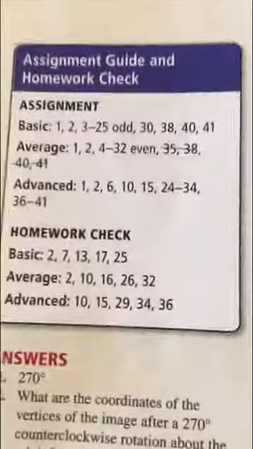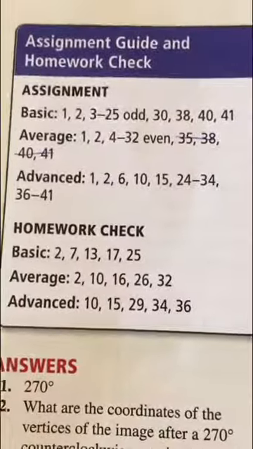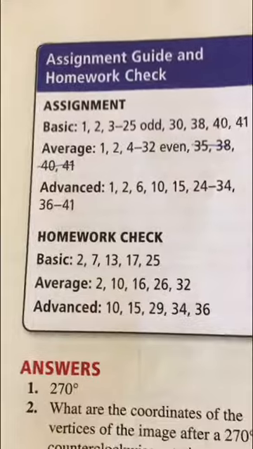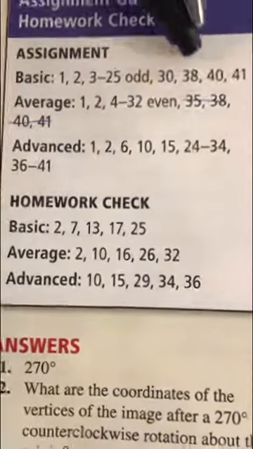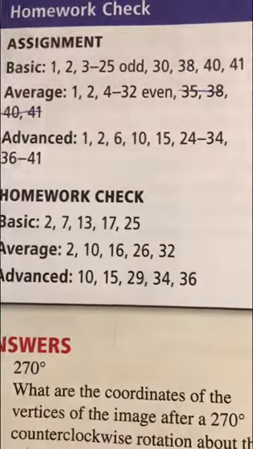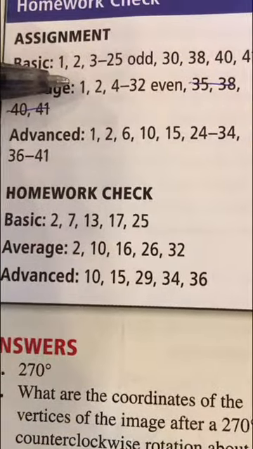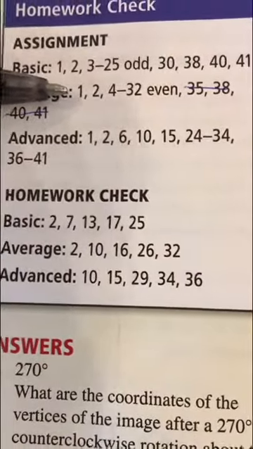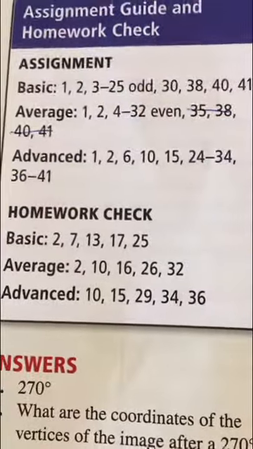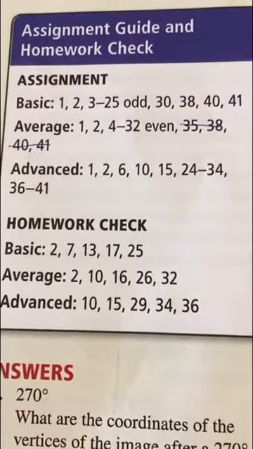We do the average set. Now, don't do 35 through 38. Notice I have a line through those, so skip those. And don't do that inset either. So just do 1, 2, and then 4 through 32 even. I've got notes posted on those, so they should be good to go.